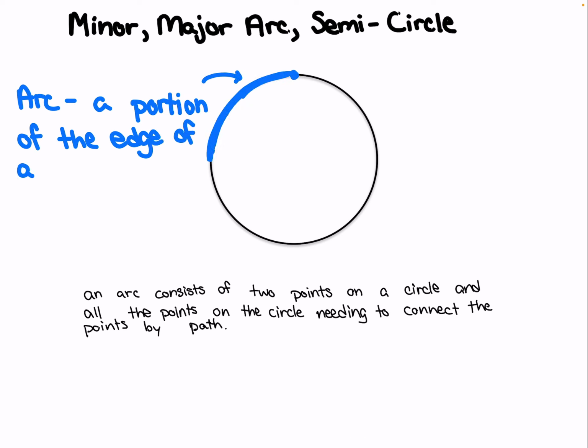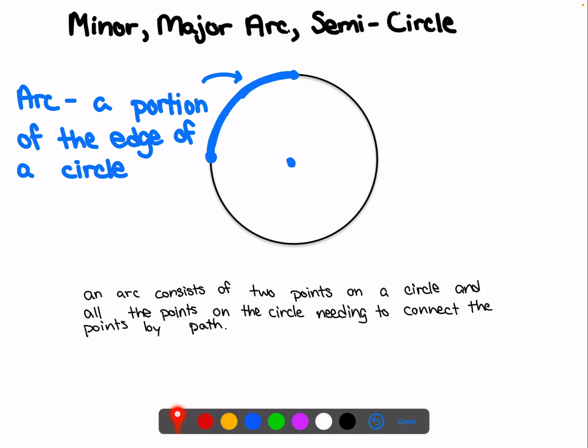Now, a simplified version of an arc for the definition can just be a portion of the edge of a circle. So as we can see, we have this arc here. It's just a portion of the edge. And honestly, an arc can consist of the entire thing, or almost all of the entire thing, or up to almost nothing. An arc can be as big or as small as you want it to be. It just depends on the problem itself.